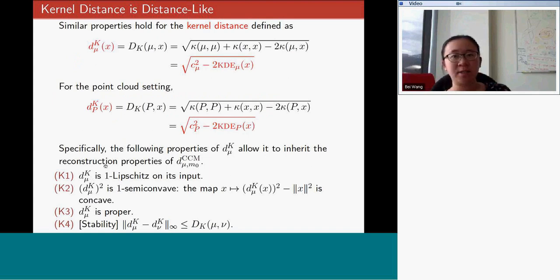Recall that the kernel distance in the measure setting is equal to a constant with respect to the measure minus 2 times the kernel density estimate at that point, and taking the square root of it. And if I have the point cloud setting, then the kernel distance with respect to the point cloud is again a constant minus 2 times the kernel density estimate at the point. We spent a lot of time proving that this particular form of kernel distance is also distance-like, meaning that it's Lipschitz, it's semiconcave, it's proper, and it's stable.